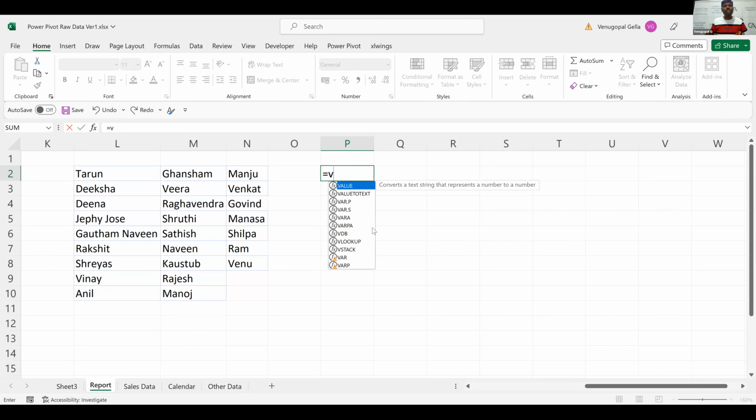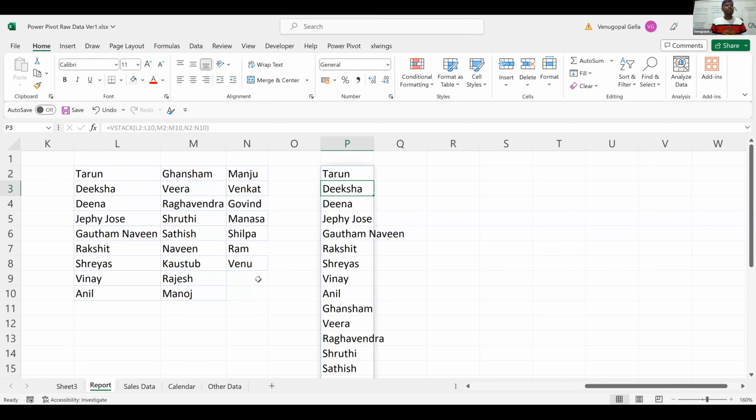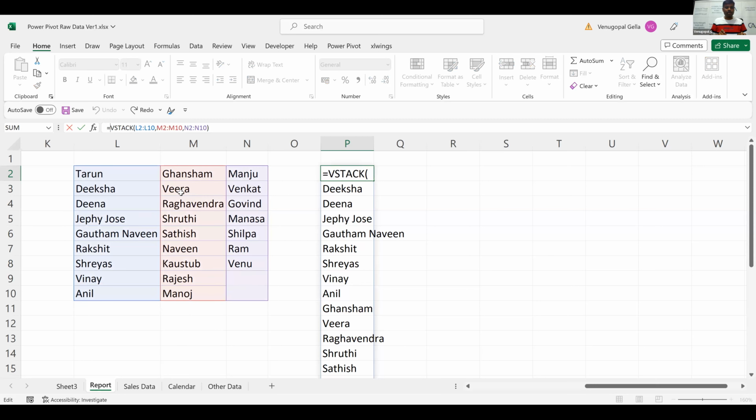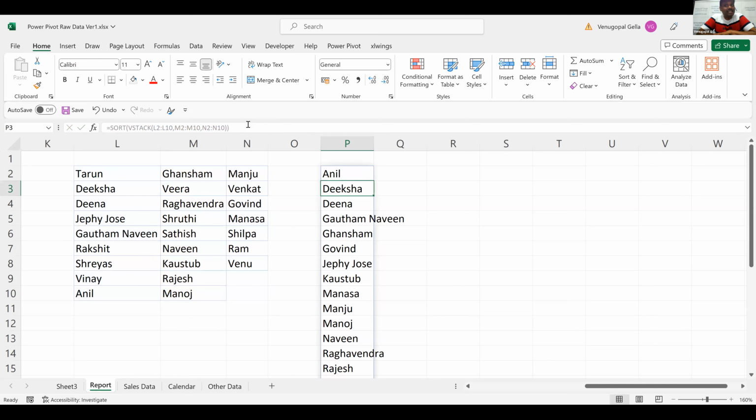So you can use this formula called VStack. Vertically stack the data. Stack this, and stack this. Automatically the data is stacked, everything has come into one column. And if you want to sort it, you can just apply a function called sort and close it. So the data is stacked and the data is sorted.